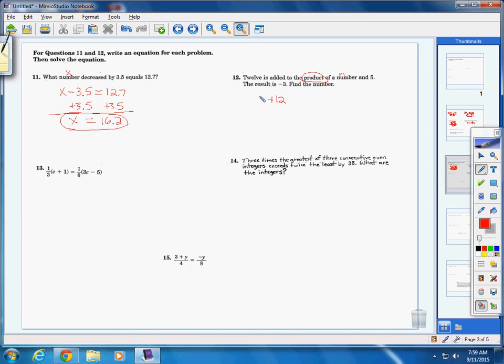Well, how do we write the product of n and 5? You write 5 times n. So 12 is added to this product, and the result is negative 3. So equals negative 3. In order to find out what the number n is, all we have to do is solve. So let's subtract 12 from both sides of our equation. These guys cancel out. You're left with 5n is equal to negative 12. Divide by 5 on both sides. And you're left with your answer. N equals negative 12 over 5, or negative 2.4.